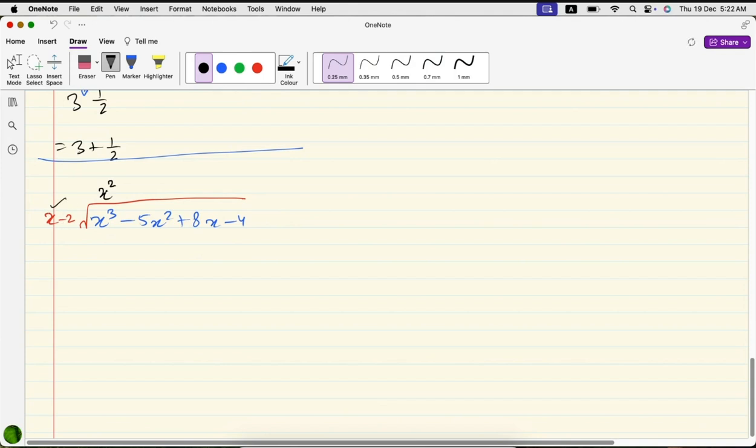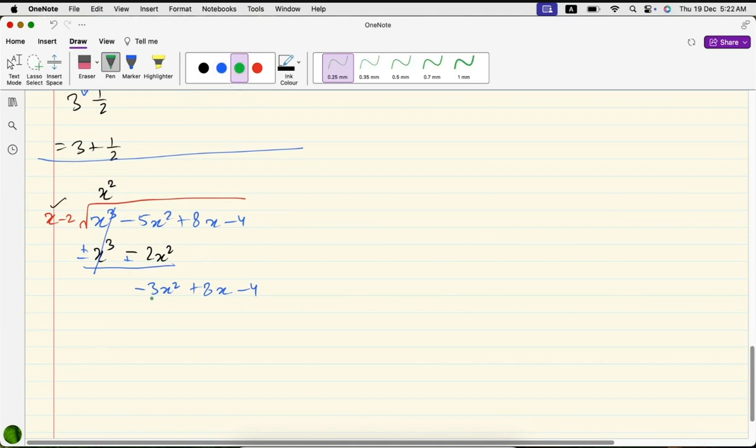So x multiplied with x square will give me x cube, and the remaining will give me minus 2x square. Then we always subtract, we change the signs. This goes away, and we have minus 3x square. Sometimes it is enough to copy down one term, but I feel it's easier to copy all of them.